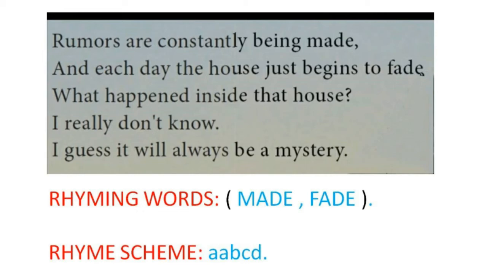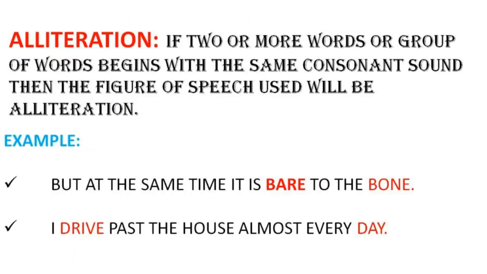It is not rhyming with any of the words in any of the lines. And the fourth line and fifth line last words are also not rhyming with any of the words. So, we give the letters as B, C, D. So, the rhyme scheme used here is A, B, C, D.